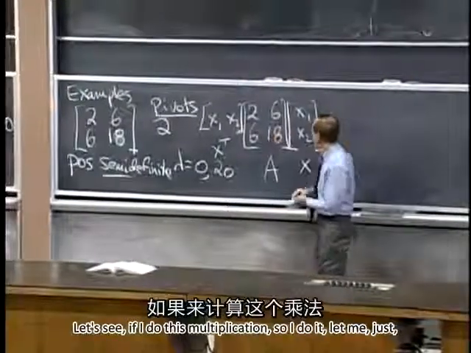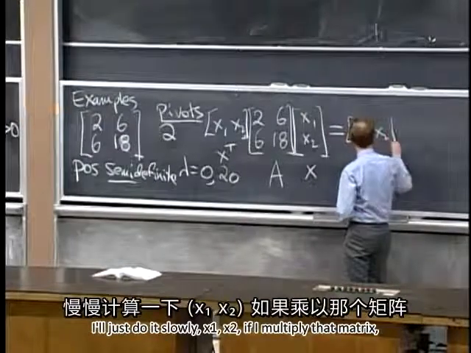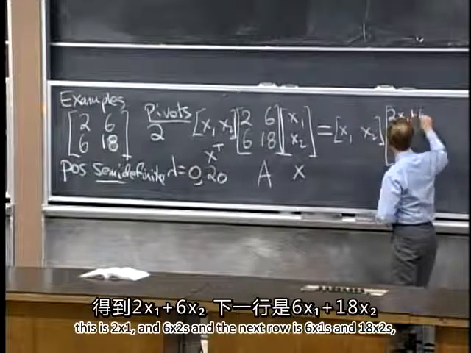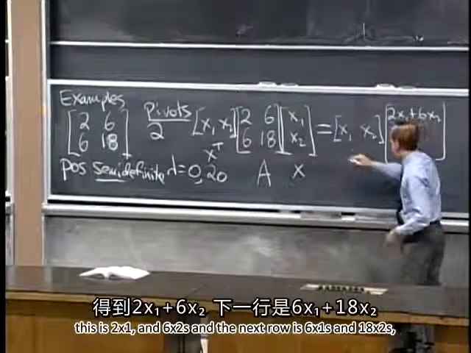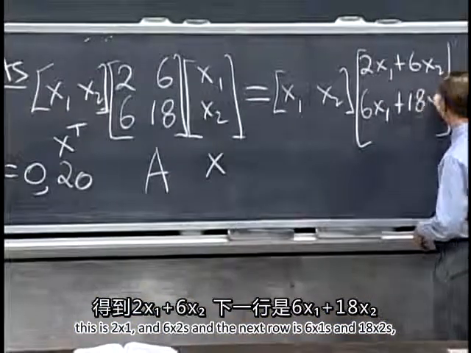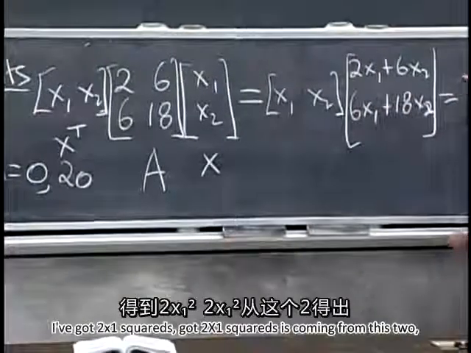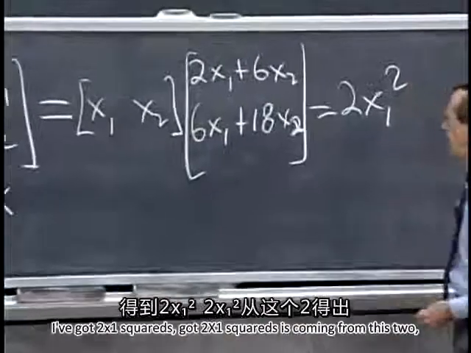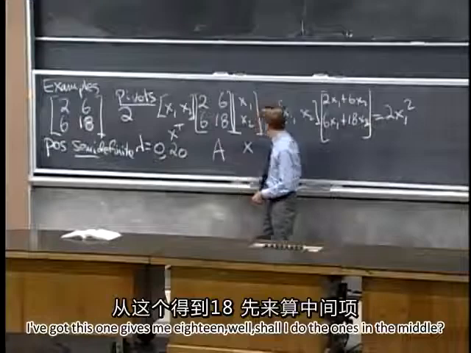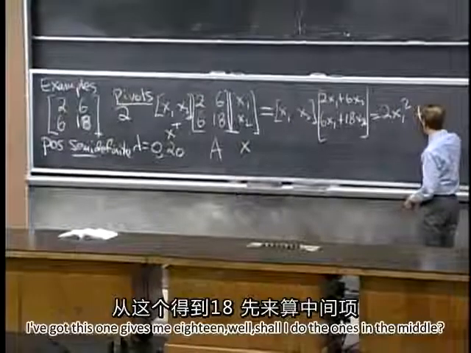If I do this multiplication, should I do it? I'll just do it slowly. x1, x2, if I multiply that matrix, this is 2x1 and 6x2s. And the next row is 6x1s and 18x2s. And now I do this final step, and what do I have? I've got 2x1 squareds. That 2x1 squareds is coming from this 2.